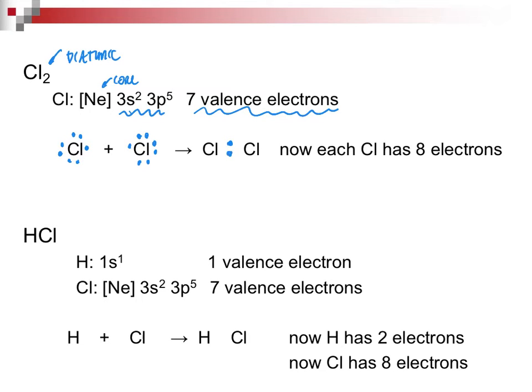When those two chlorines come together, each of them now has 8 electrons around it. By that I mean there are 8 here, and there are 8 here. Each of them has 8 electrons, otherwise known as an octet. That will result in a stable molecule.